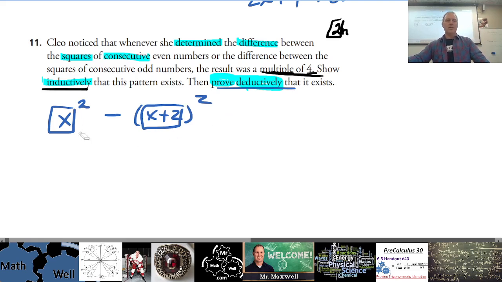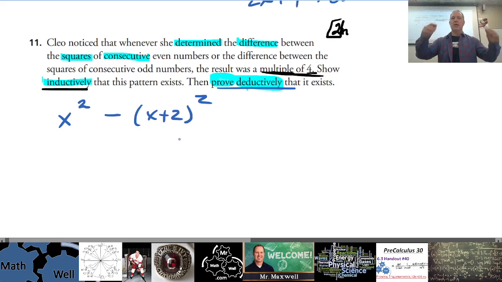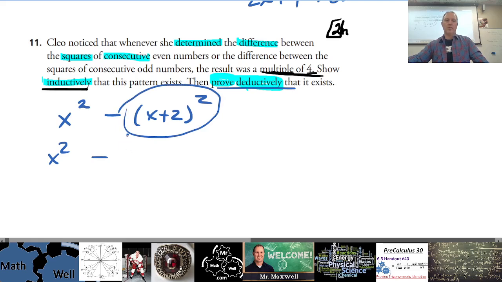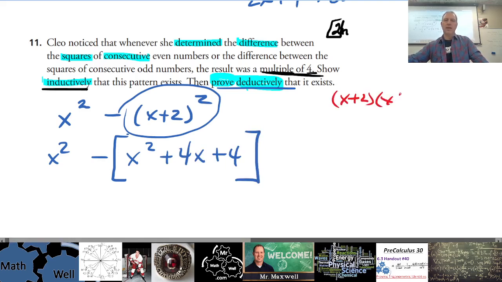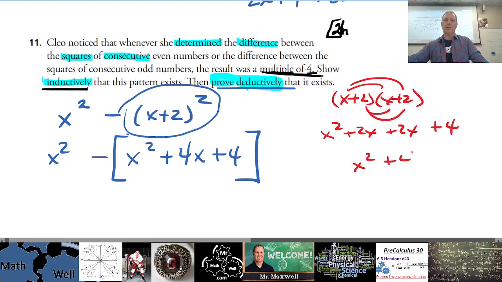Let's now see if we can use these representations to make a statement about all x's. So this is going to be x squared minus, now be careful when you subtract multiple terms. I would suggest you use brackets to keep these separate for now. This is going to be x squared plus 4x plus 4. Just an aside, if you're unsure about that, this is x plus 2 times x plus 2. That's what x plus 2 squared is. Do the FOIL method: x squared plus 2x plus 2x plus 4. Do you remember this? So that's where you get this.